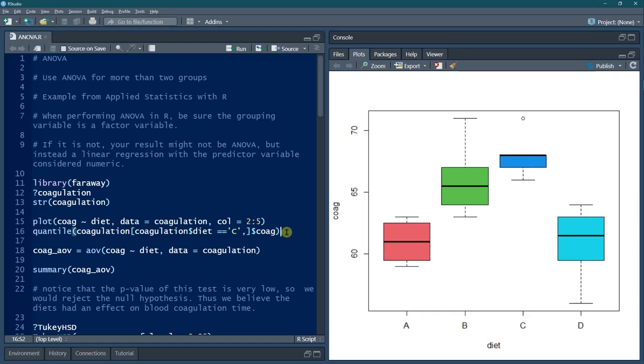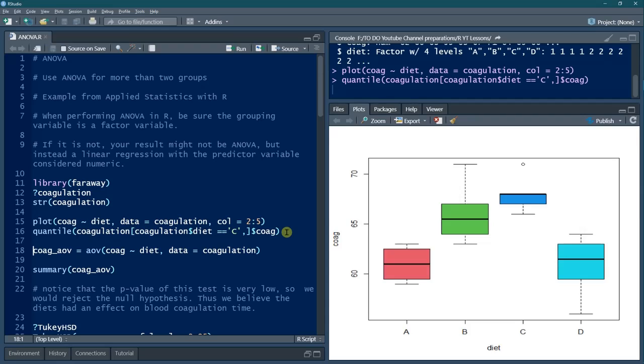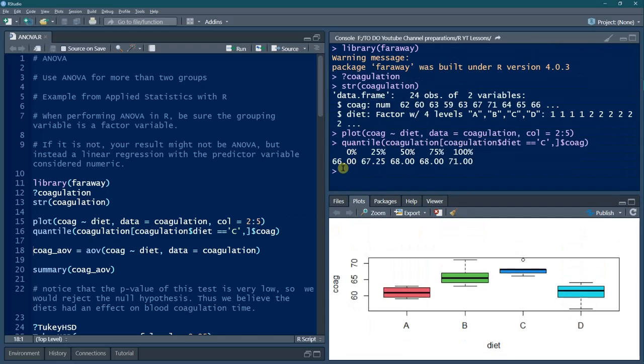We can also have a quantile distribution. Here 0% is 66 and then up to 50% data is also 68, 75% data is also 68 and 100% data is 71, which is considered as an outlier, and that is shown here.